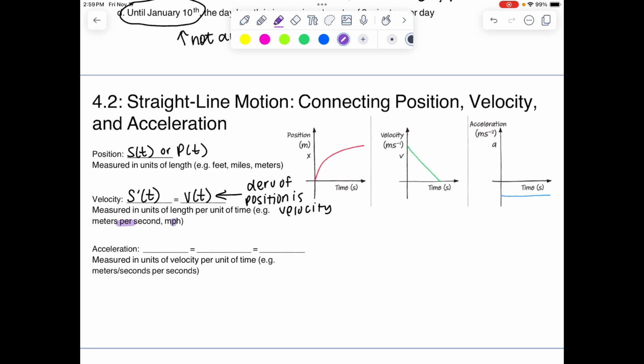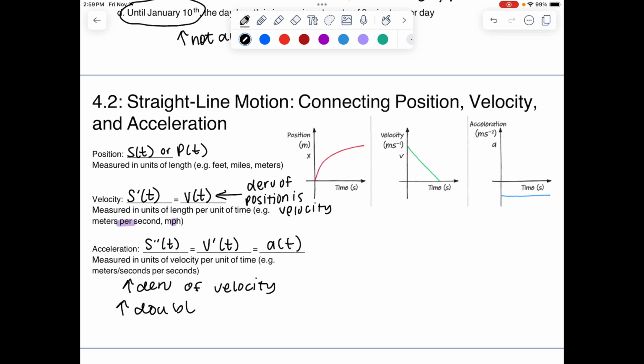And then finally, acceleration is actually the double derivative of position, which means it's the first derivative of velocity. And so acceleration is the derivative of velocity, and it is the double derivative of position. And like I said earlier, if you look at these units, it's measured in units of velocity per unit of time. So it says meters per second per second. So there's a per and per, like a double per there. This slash right there stands for a per.